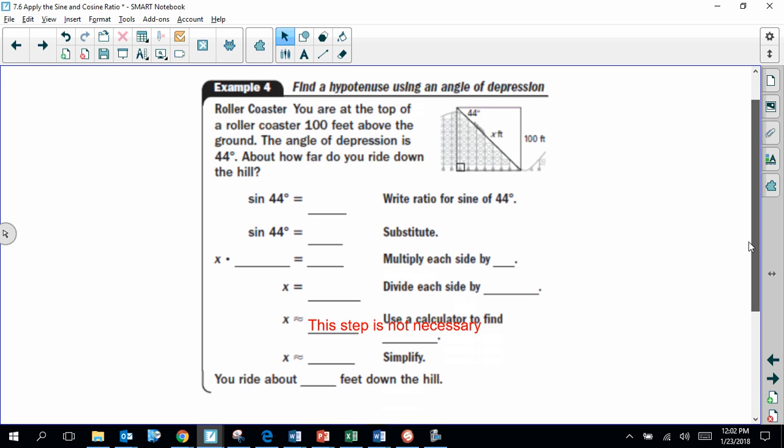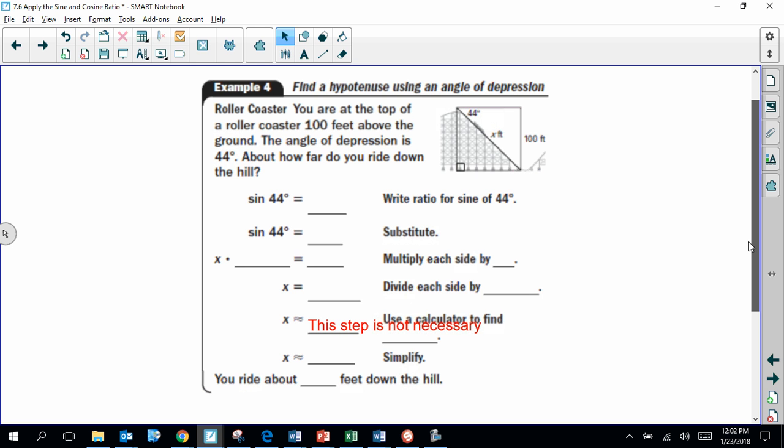So here, taking a look at this example, this is where we're going to use the vocabulary terms angle of elevation or angle of depression. We have in this example a roller coaster where we're at the top of the roller coaster. So you're looking horizontally at the top of the roller coaster, and then you go down. So that 44-degree angle is going to be representing an angle of depression, and you're up 100 feet in the air.